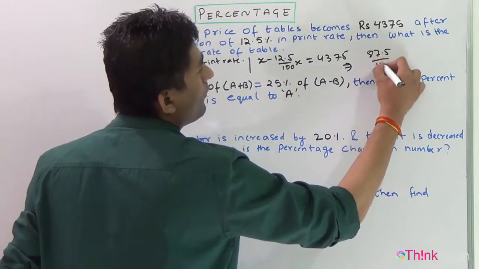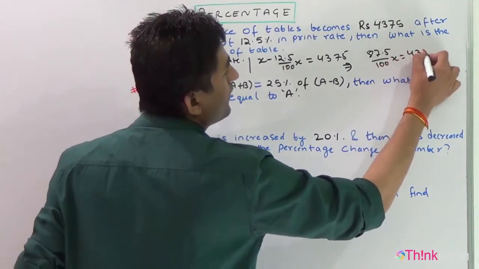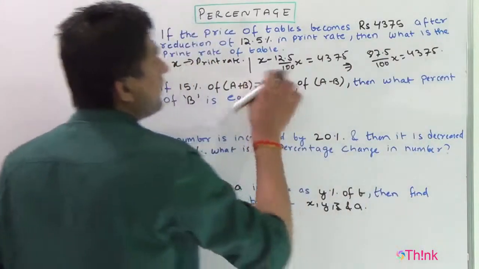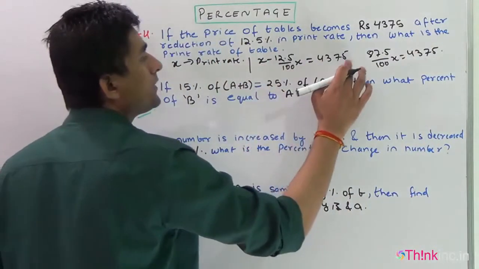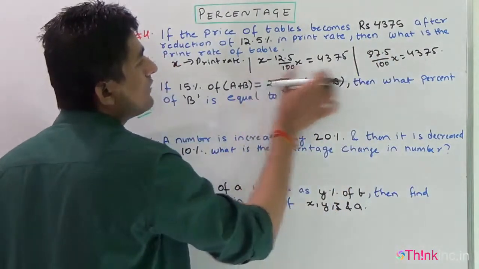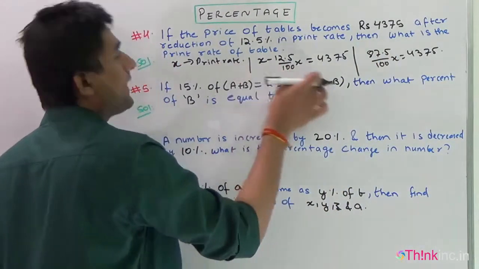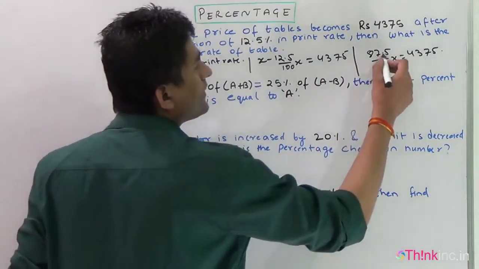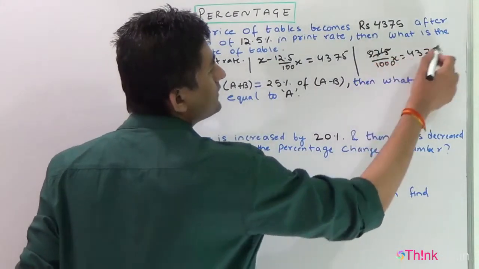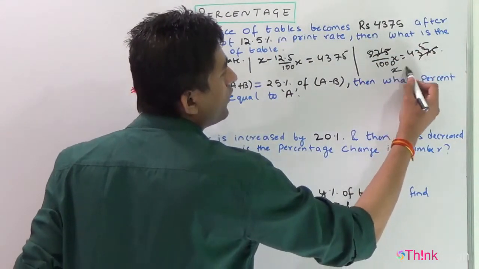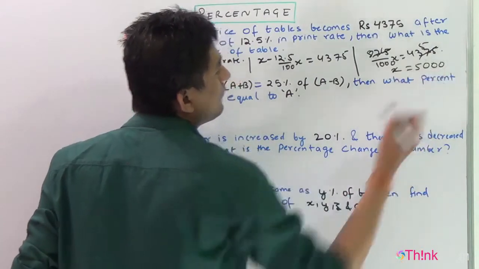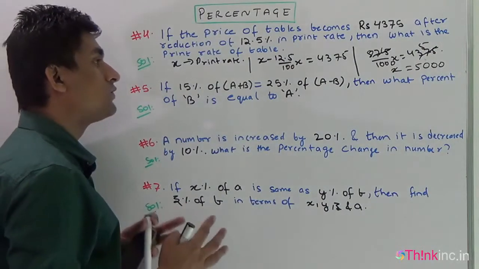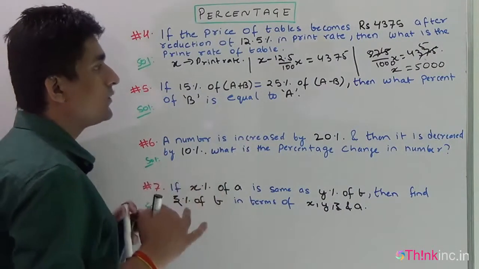If I solve this, it will come out to be 87.5 upon 100 X is equal to 4375. I think this equation is clear to you. I have just solved this side. I've taken LCM, and so it comes out to be 87.5 X upon 100. Now if I solve this, this will be 1000, this will be 5, and the value of X will become 5000. Hence the print rate of the table was 5000. I think this question is clear to you.